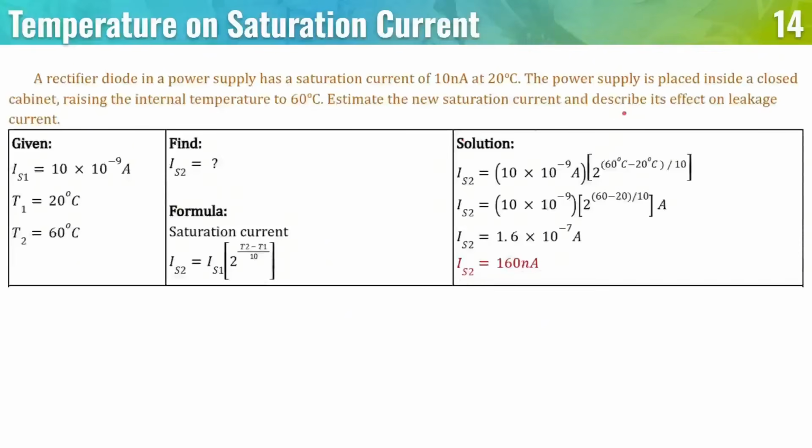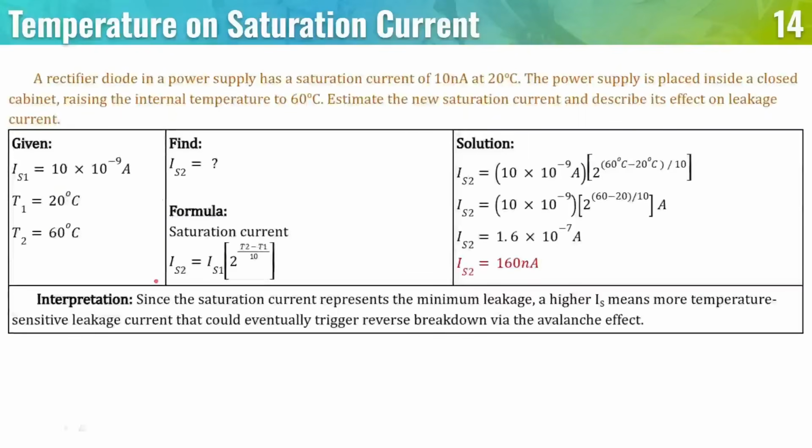So we have an additional question: we have to describe its effect on the leakage current. Since the saturation current represents the minimum leakage, a higher I sub S means more temperature-sensitive leakage current that would eventually trigger reverse breakdown via the avalanche effect. This is what I mentioned earlier. If you see here, the saturation current that represents the minimum leakage is relatively small at 20 degrees Celsius, which is close to room temperature.